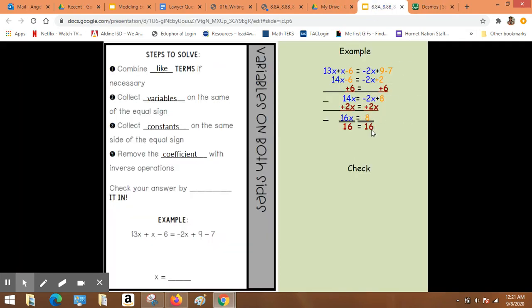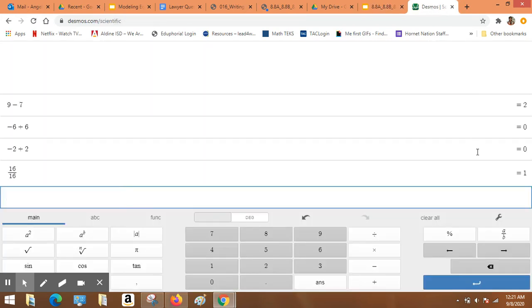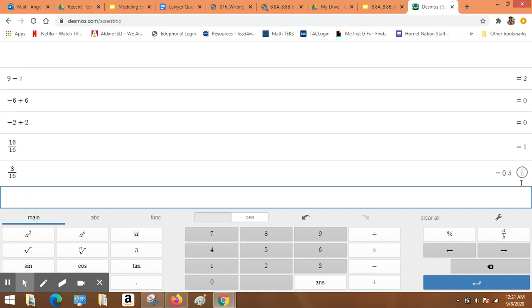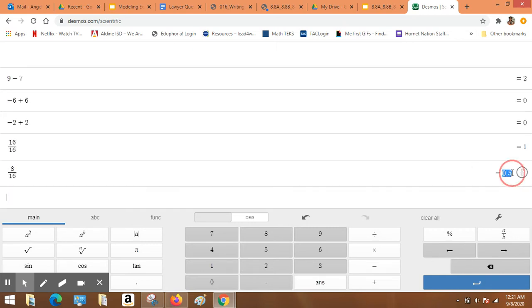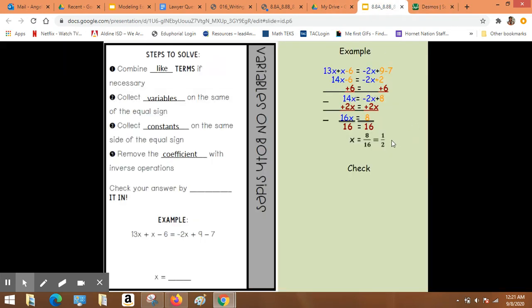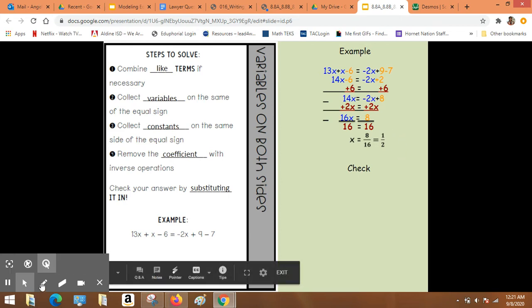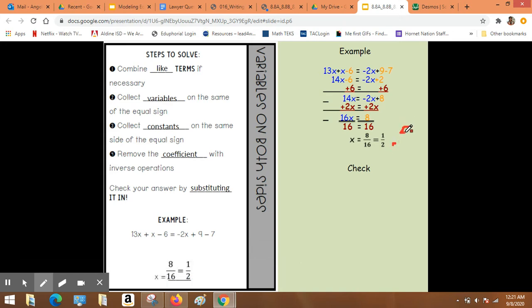And now 8 divided by 16 is my answer. So remember, we can simplify this fraction. How many times can a certain number go into 8 and that same number go into 16? So I'm just going to simplify it with 8. Or you can just do 8 divided by 16, and it's going to give it to you in decimal form. So 0.5 or 5/10. So you can write that right here. 0.5. Yay, I did it.